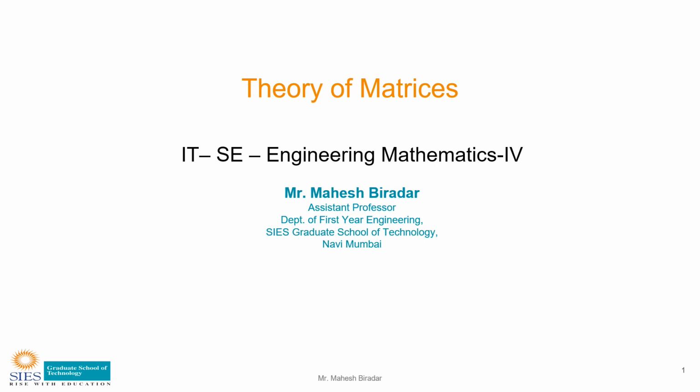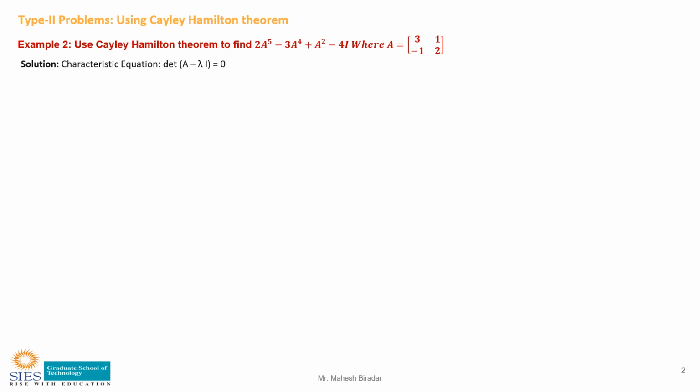In today's lecture, we will see type 2 problems on Cayley-Hamilton theorem. We will see how Cayley-Hamilton theorem is used effectively to find the matrix represented by the given polynomial. Now, in this example, first of all, we will try to find the characteristic equation of A.